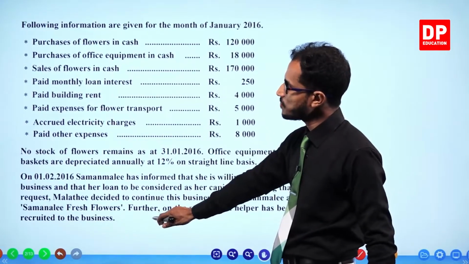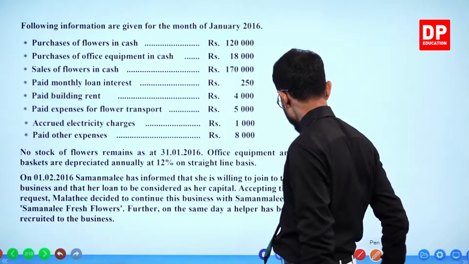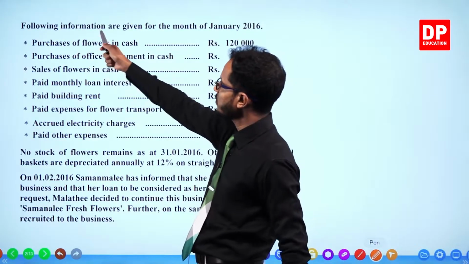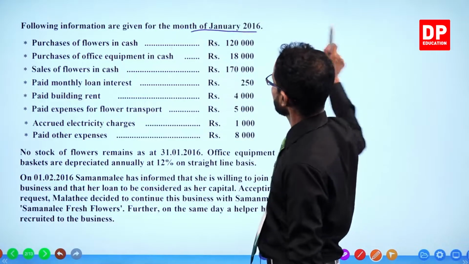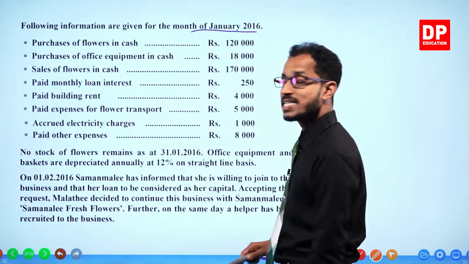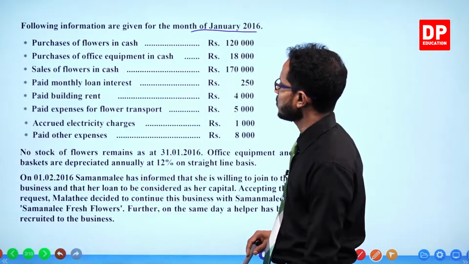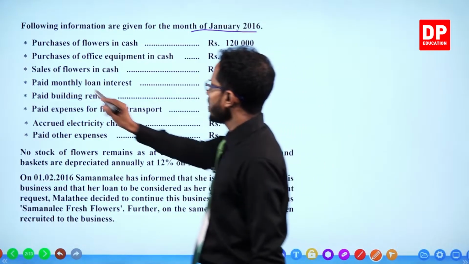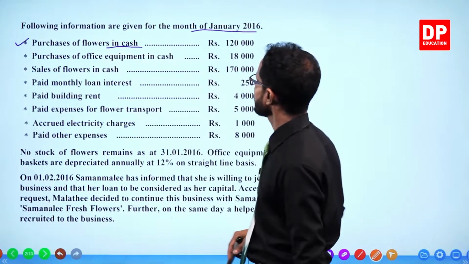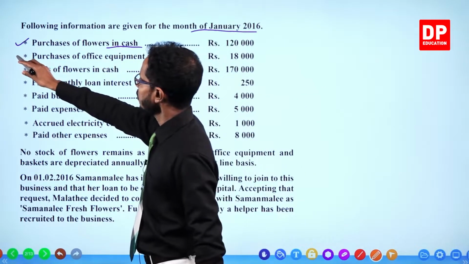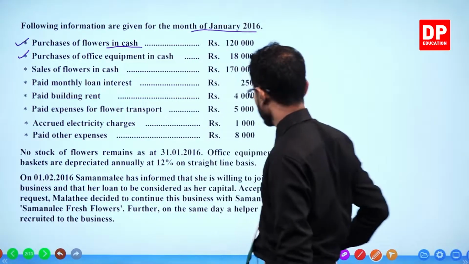And we have a set of transactions, children. We have a set of transactions. Following information are given for the month of January 2016. Month of January, the transactions are given. Purchasing of flowers in cash. Purchasing of office equipments in cash.